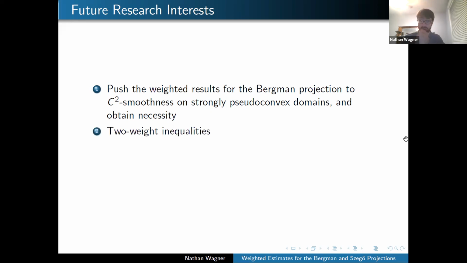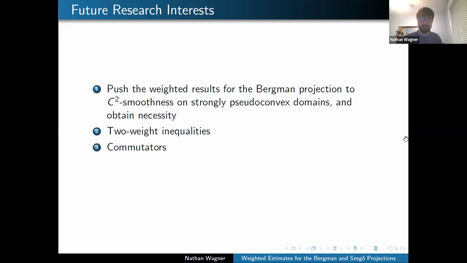I'm also interested in two-weight inequalities, and you can think about these in different ways. One way is you could define these projection operators with respect to a different weight, and then look at their boundedness on LP with a different weight. Or you could have two-weight inequalities, as in the case of the Hilbert transform, where you're going from one weighted space to another weighted space with different weights. And so I think both of those questions are interesting.